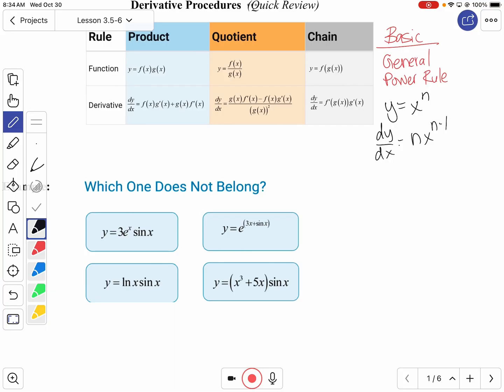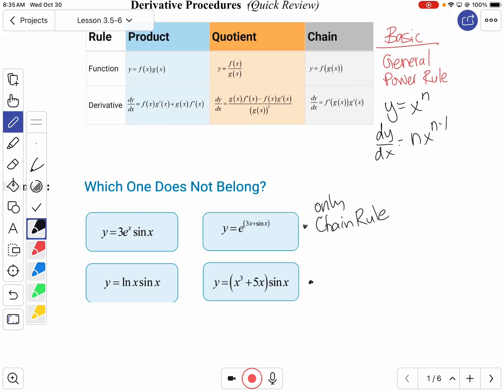All right. What do you think? Any thoughts? Bottom right. This one? Okay. Why do you say that one? It doesn't have anything with the E in it. All right. Doesn't have anything with an E in it. Okay. Any other thoughts? All right. So this is the only chain rule. Okay. Is that what you were going to say, Jacob?